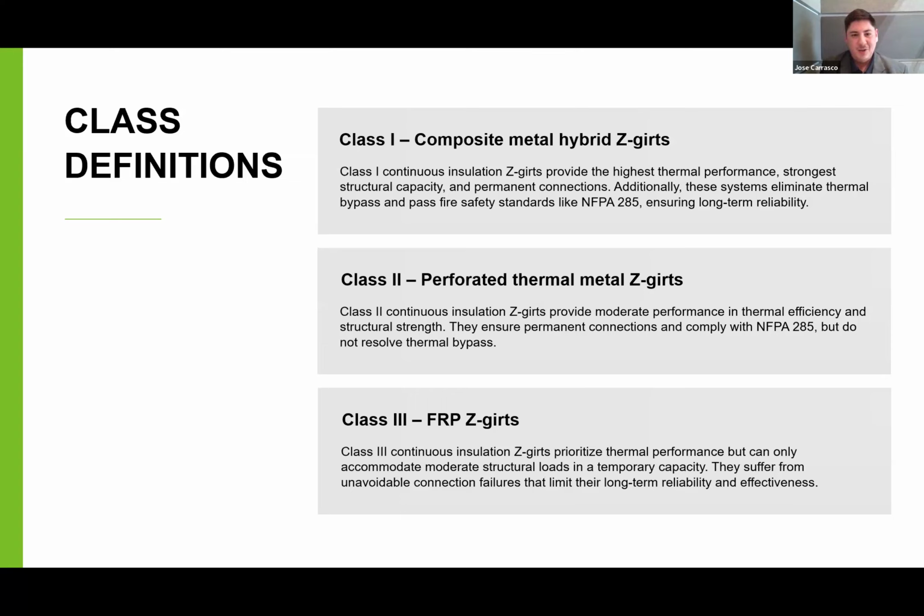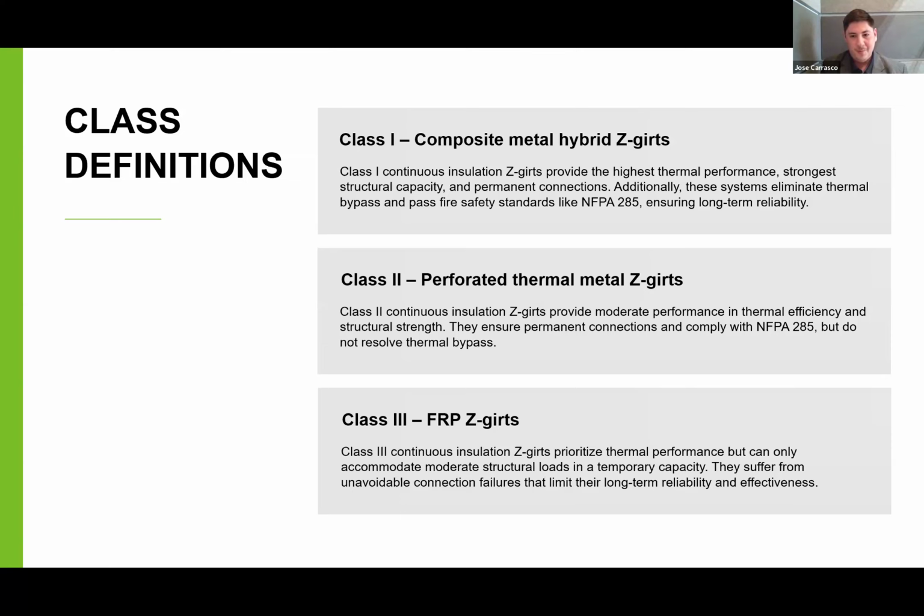If we move on to class 2 perforated thermal metal Z-girts, these are going to slightly compromise on the structural performance and the thermal efficiencies as well. But similar to class 1 systems, they are going to provide that permanent connection and also the compliance with NFPA 285. And then finally, our class 3 entirely FRP Z-girts.